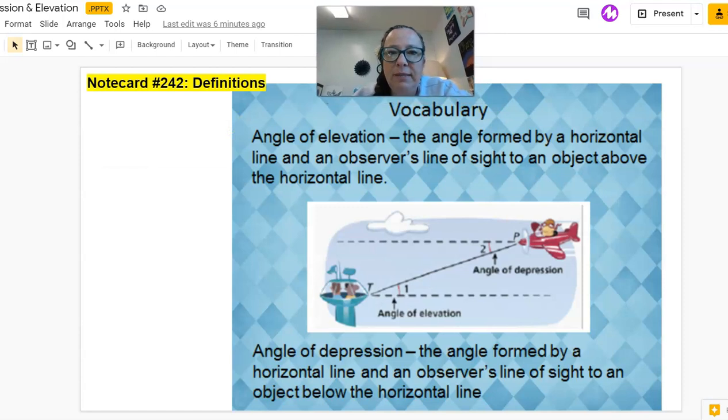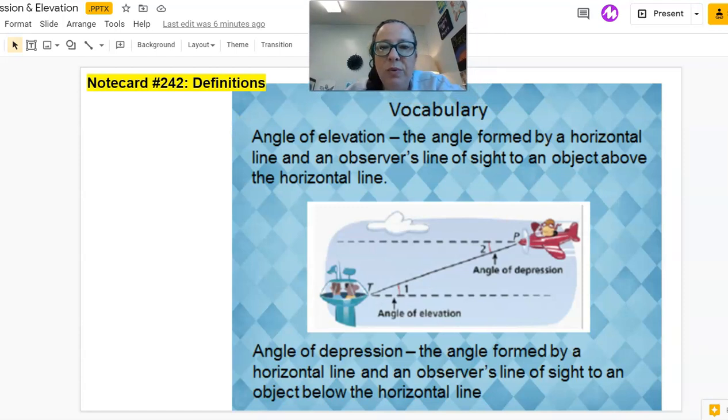All right, so I want us to pause now, and I want to define these. There's a bunch of different versions of a definition. I liked these. An angle of elevation is the angle formed by a horizontal line and an observer's line of sight to an object above the horizontal line. Angle of depression is the angle formed by a horizontal line and an observer's line of sight to an object below the horizontal line. So pause me and finish up note card 242.